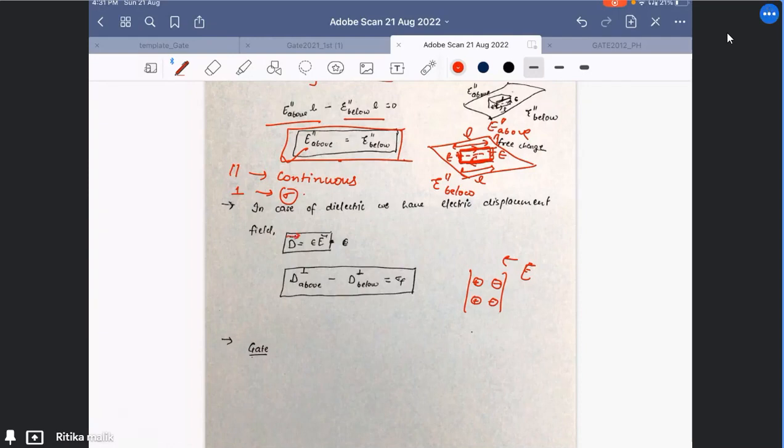electric displacement vector. The condition for the electric displacement vector also remains the same: D perpendicular above minus D perpendicular below is equal to sigma, the free charge density.